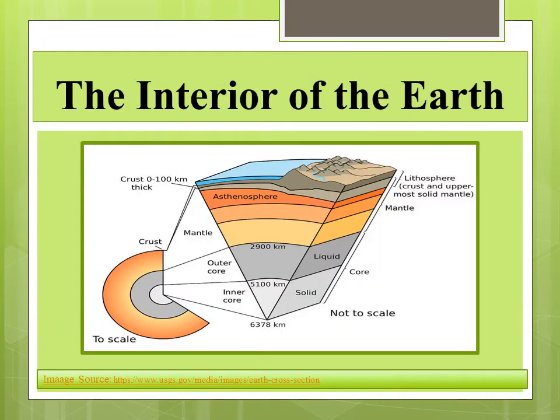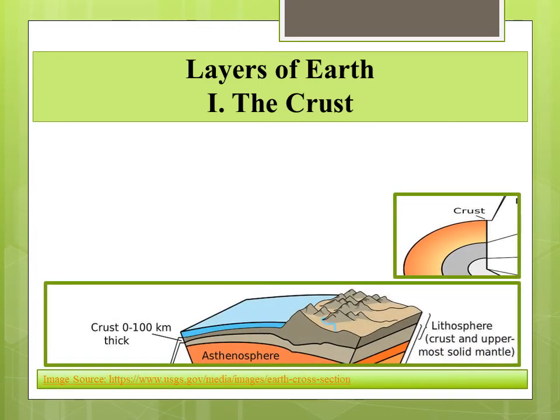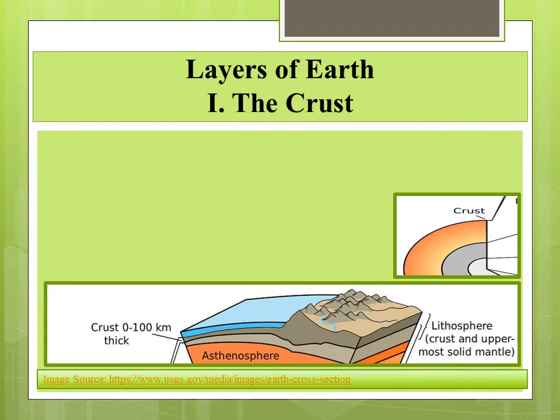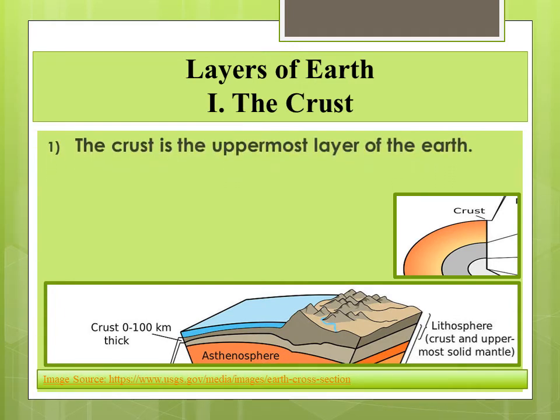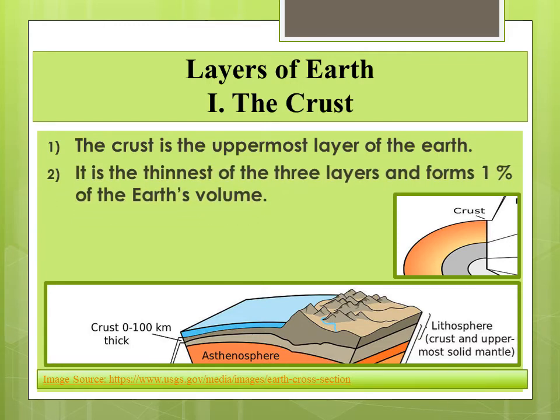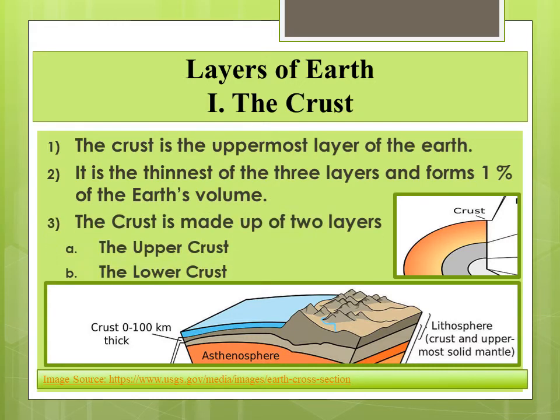Now we will discuss about the different layers of the earth one by one. Number 1, the crust. Number 2, the mantle. Number 3, the core. First layer of the earth, the crust. The crust is the uppermost or topmost layer of the earth. It is the thinnest of all the three layers and forms 1% of the earth's total volume. The crust is made up of two layers. Number 1, the upper crust. Number 2, the lower crust.